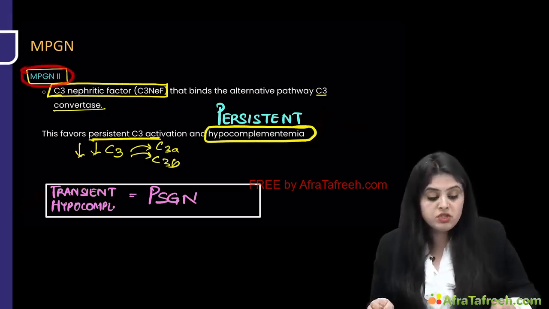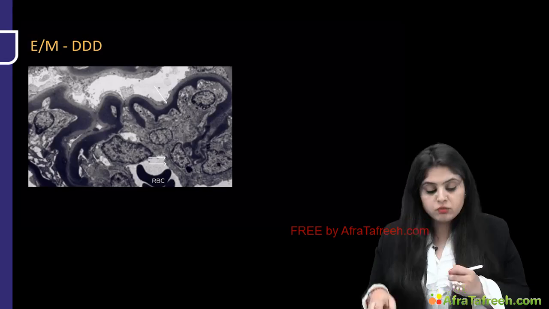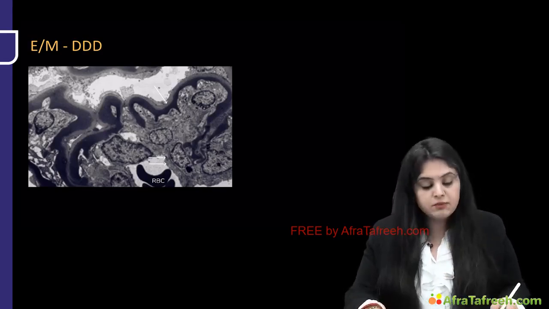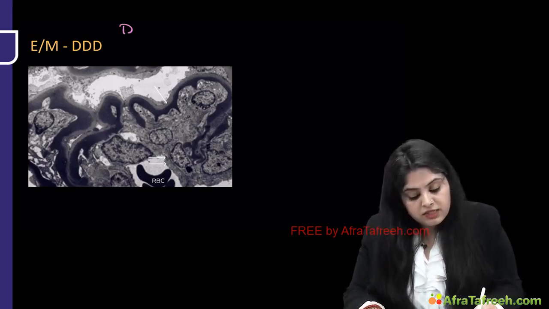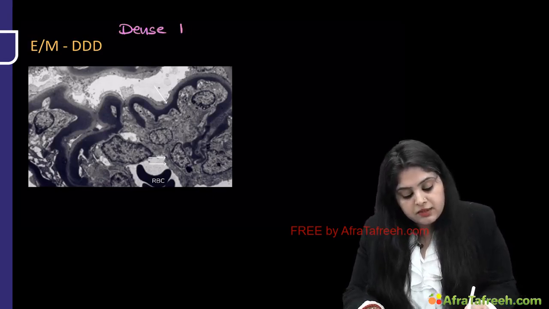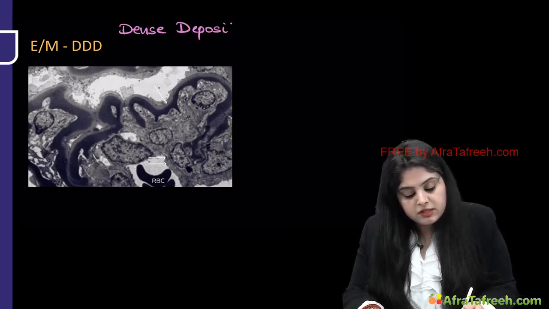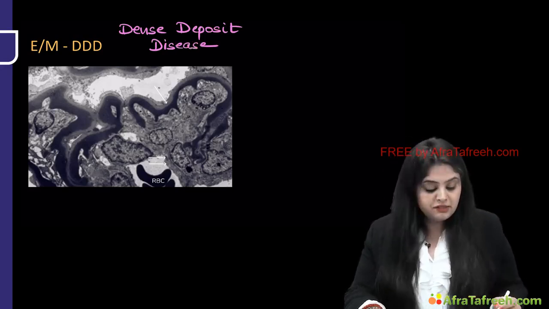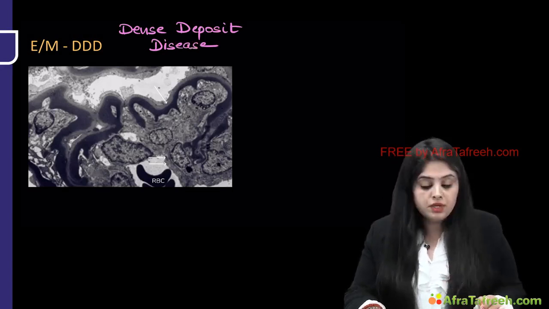And do you know which MPGN? MPGN type 2, because what are you also calling it? MPGN type 2 is known as DDD. What is DDD? It is the dense deposit disease. It is the dense deposit disease, and I think I don't even need to mark it out.